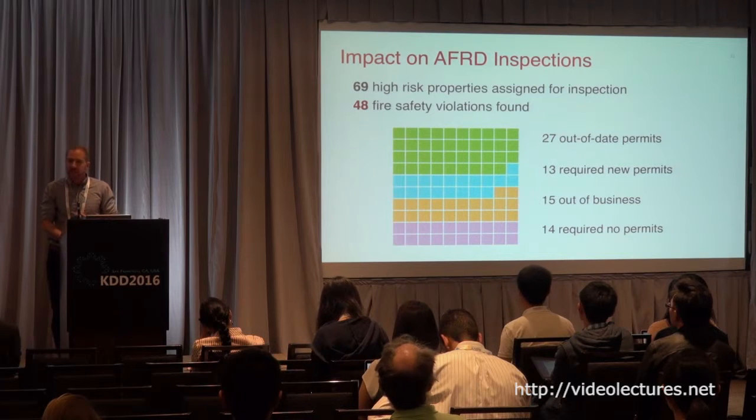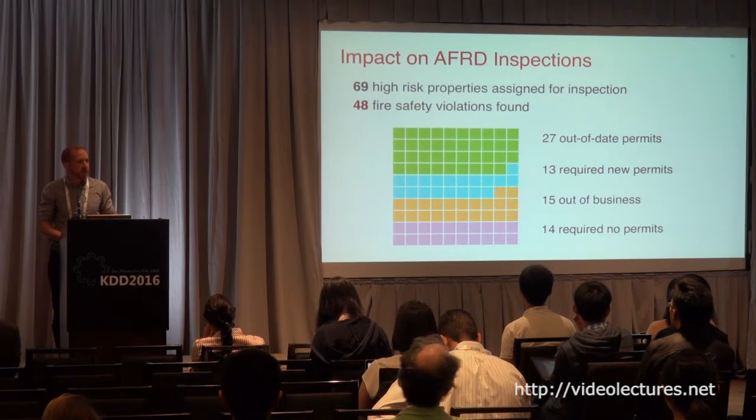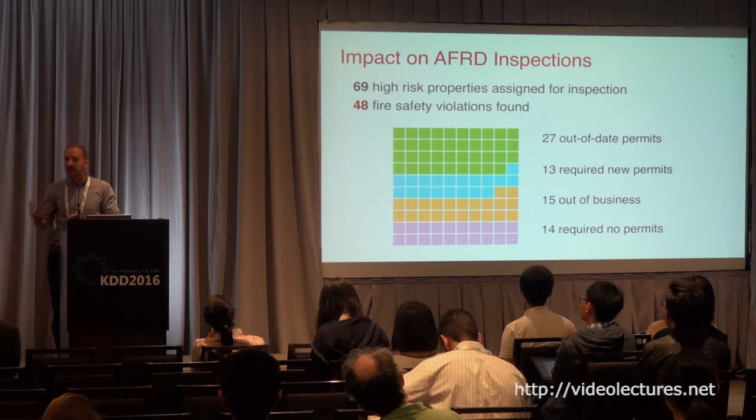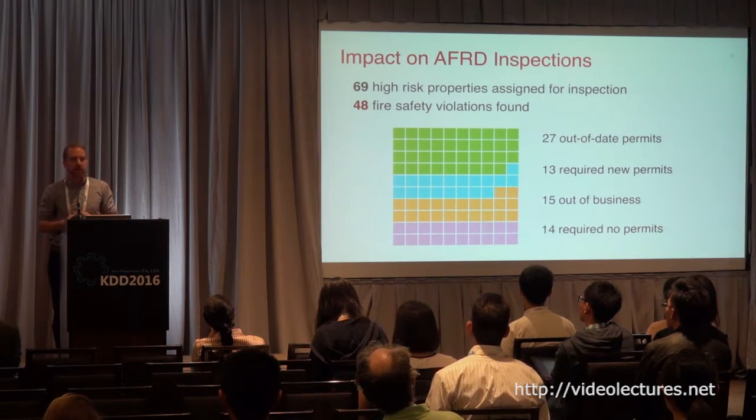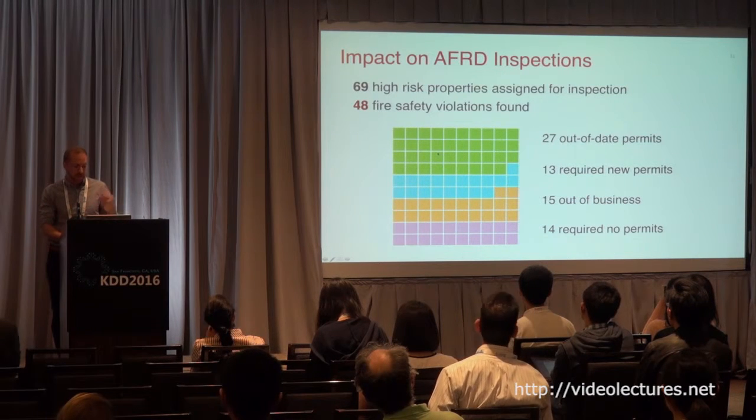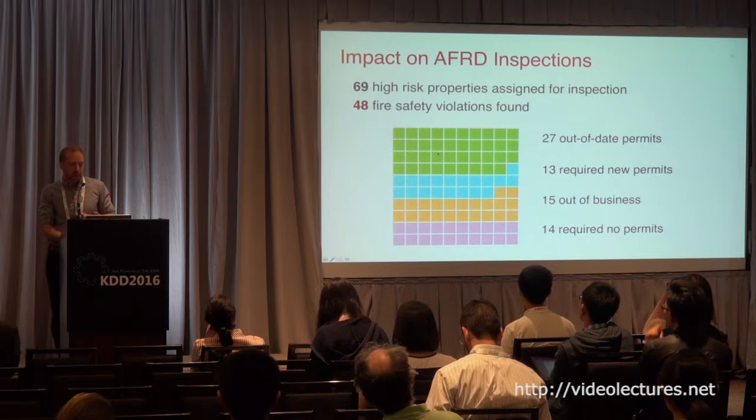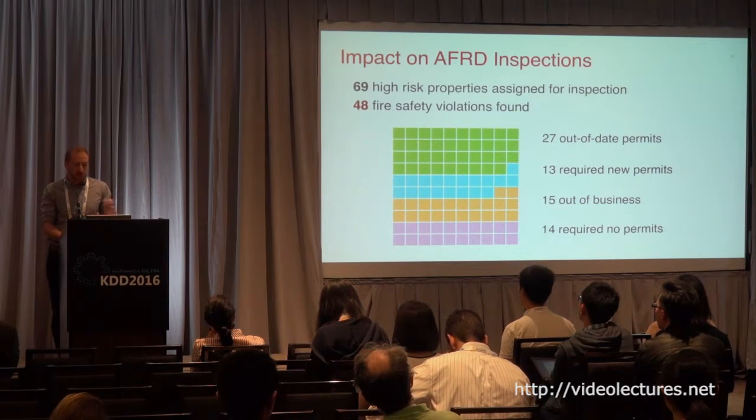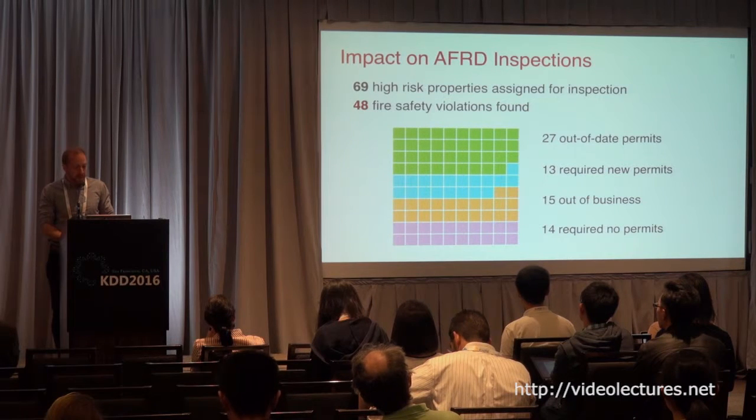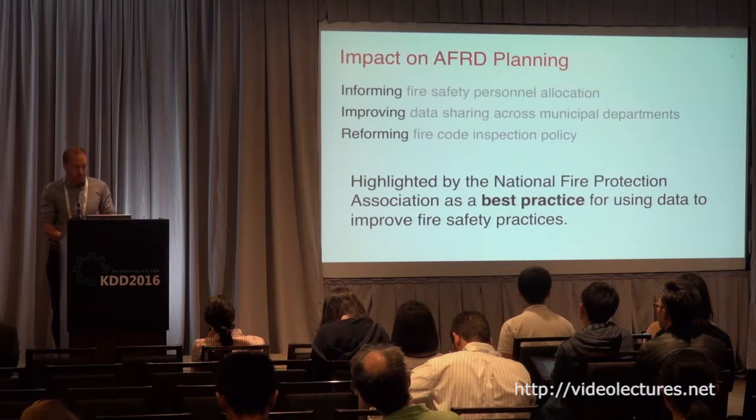So recently, in the last few months since we transferred this to them, of course, with 6,000 new properties, they can't triple their inspections overnight without drastically increasing their personnel, but they did target the high-risk properties. Of the 69 high-risk properties, they found 48 fire safety violations, 27 that had out-of-date permits, 13 that required new permits, and only 14 that did not require permits.